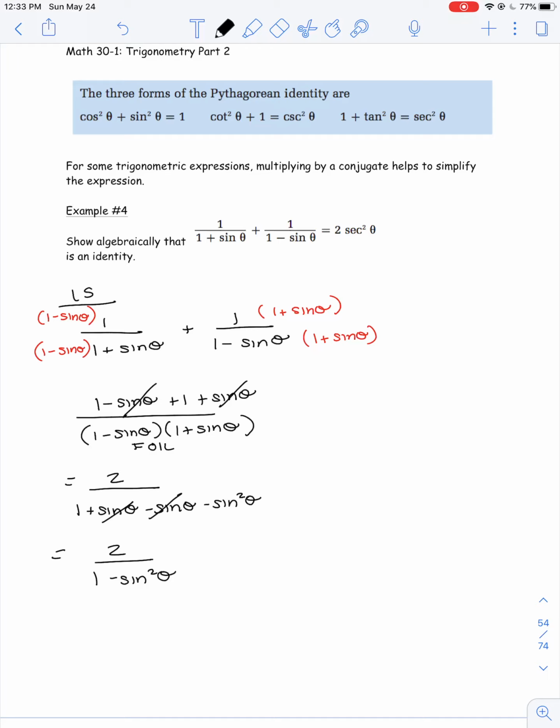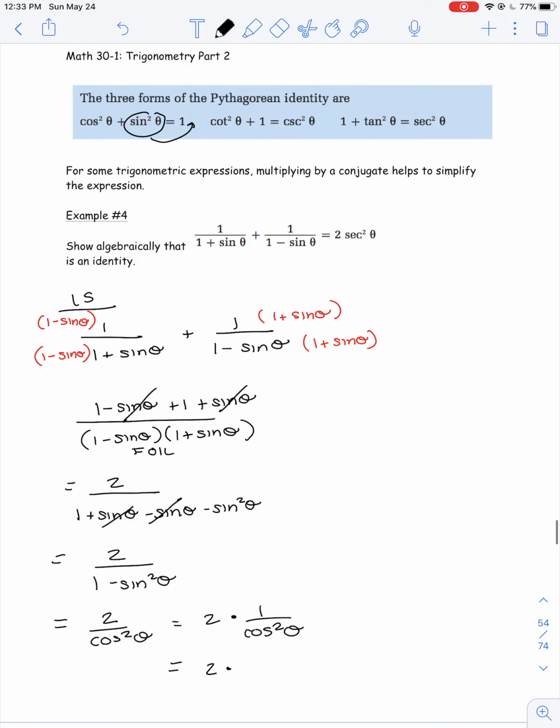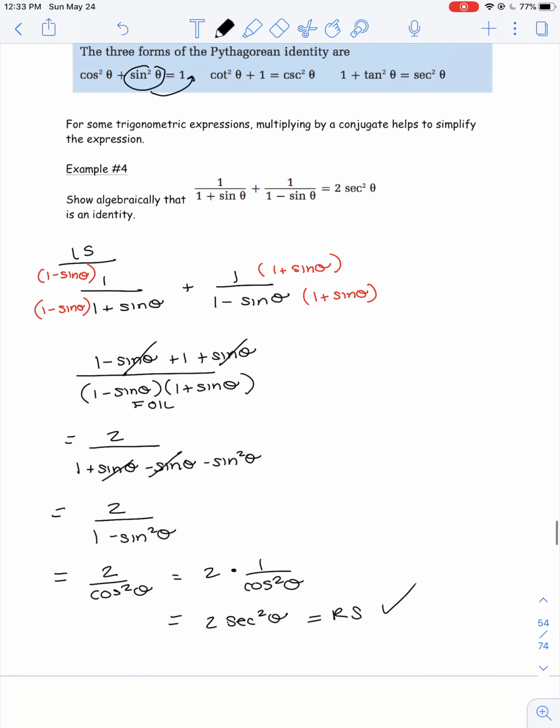Now, looking at the above identity, if I rearrange them, I can find that if I move this sine squared to the other side, I'm going to notice that 1 minus sine squared theta is actually equivalent to cos squared theta. And 2 multiplied by 1 over cos squared theta is equal to 2 multiplied by secant squared theta, because that's the reciprocal function. And then that is the same as the right side. So then you're done. So that was the proof. That was how to show that they are identical, left side, right side.